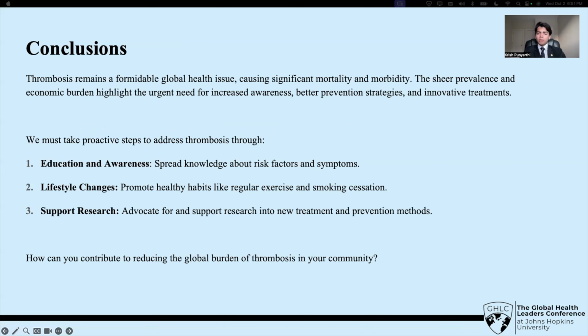In conclusion, thrombosis remains a formidable global health issue that is very widespread but unknown, causing mortality and morbidity. The sheer prevalence highlights the need for increased awareness and better prevention strategies and innovative treatments. Now, I task you, the audience, to spread knowledge about this disease, promote lifestyle changes, and donate and support novel research. And when you leave, I want you to think about how you can contribute to reducing the global burden of thrombosis in your community.